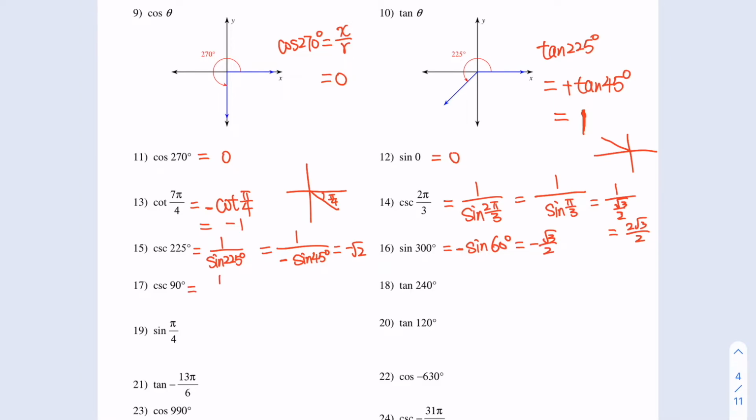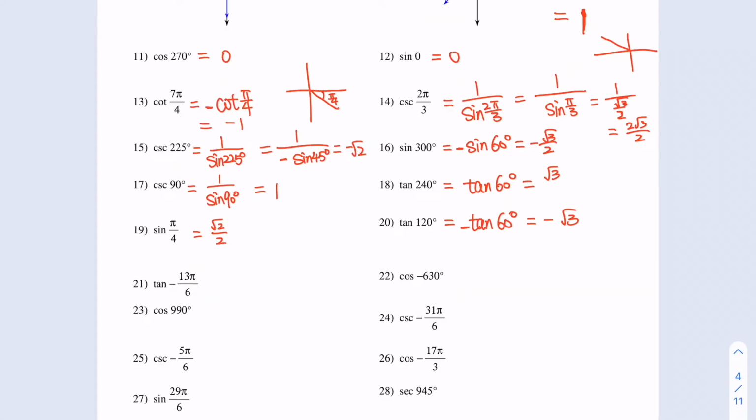Cosecant 90, 1 over sine 90 degrees. Sine 90 is 1, so it's 1. Tangent 240 is the same thing as tangent 60 degrees, third quadrant, positive. Tangent 60, radical 3. Sine pi over 4, special angle, radical 2 over 2. Tangent 120, tangent 60, negative, radical 3.